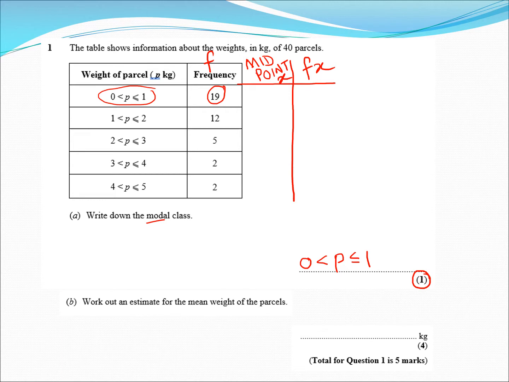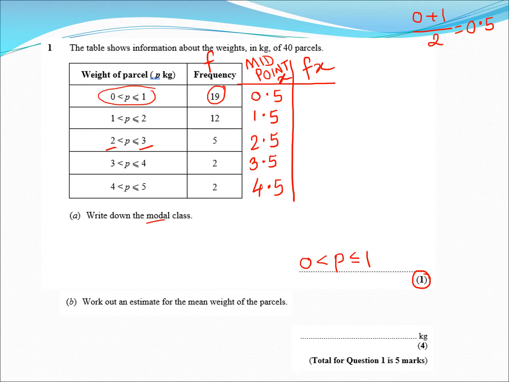Now what we do is we try to find out the midpoint of the class interval between 0 to 1. What is halfway between 0 to 1? So to work that out, I'm going to add 0 and 1. So I'm going to go 0 plus 1 divided by 2, which will give me 0.5. I'm going to write down 0.5 here. Then between 1 to 2, right, the midpoint is going to be 1.5. 2 to 3, 2.5. All I'm doing is I'm adding these two numbers and dividing by 2. 3.5, and in this case 4.5.